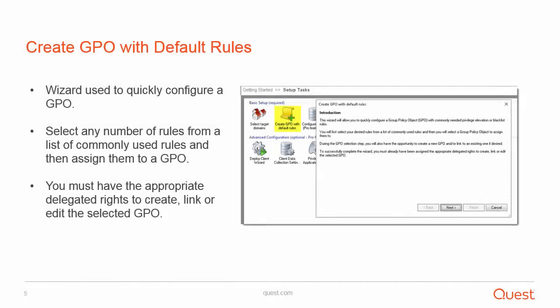The next option is Create GPO with Default Rules. This will launch a wizard that will walk you through the creation of rules by allowing you to choose from a list of useful default rules that you can add to a new or existing GPO. This step is optional, as rules can be created manually in the Group Policy Settings section. However, this is a good opportunity to get a few rules set up quickly.